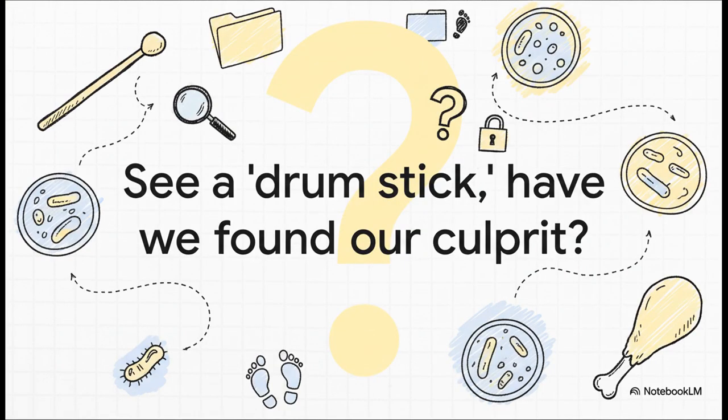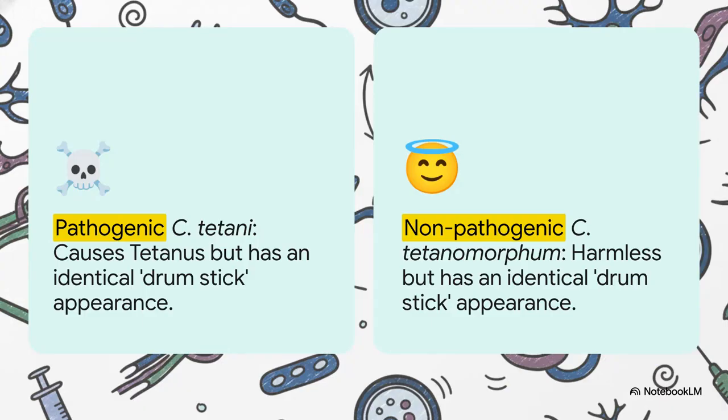So that leads to the obvious question, right? If our lab detectives spot this super distinctive drumstick shape in a sample from a wound, have they cracked the case? Is it time to close the file? Well, not so fast, because this is where our investigation hits its first major snag.